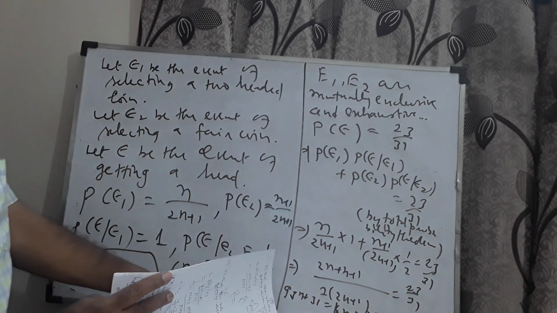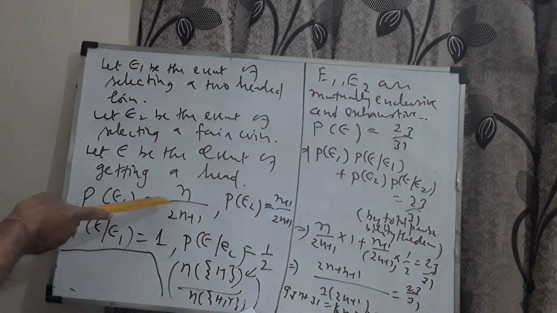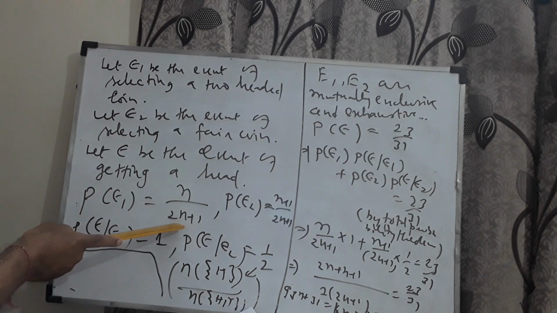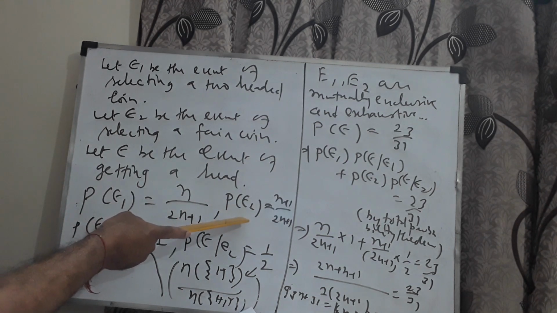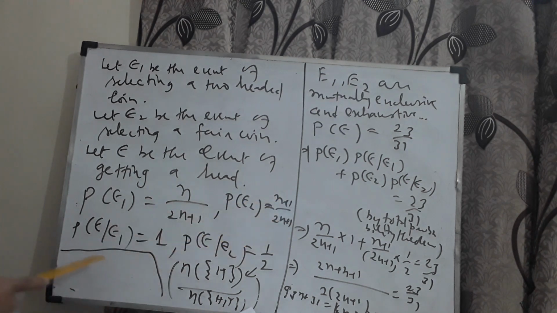Let E1 be the event of selecting a two-headed coin. Let E2 be the event of selecting a fair coin. Let E be the event of getting a head. P of E1: how many two-headed coins are there? N, given in the question. Total number of coins is 2n plus 1. How many fair coins are there? N plus 1, the remaining are fair coins. So P of E2 is n plus 1 by 2n plus 1. P of E bar E1: you are having a two-headed coin and you are getting a head. You will definitely get a head. It's a sure event, 1.